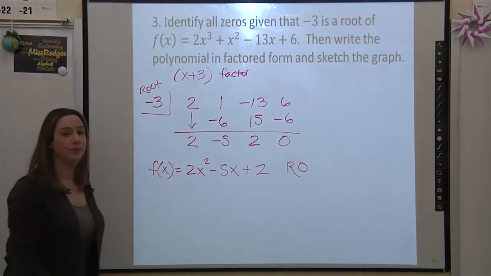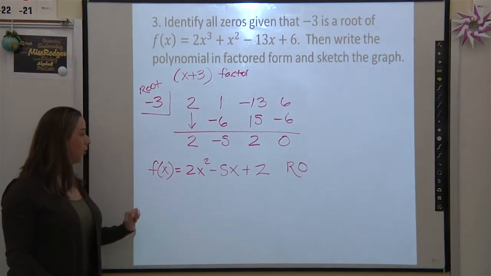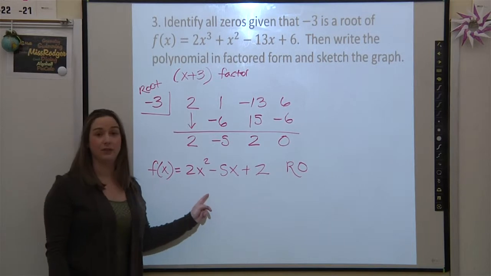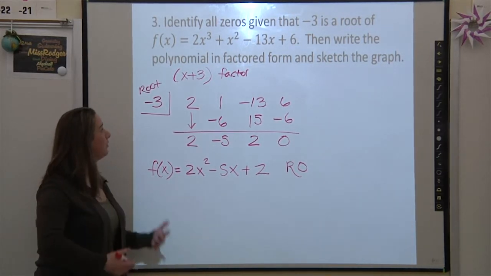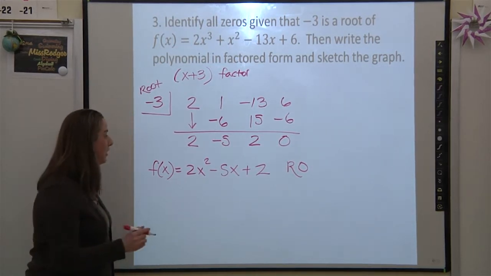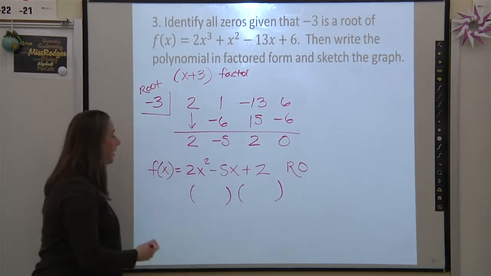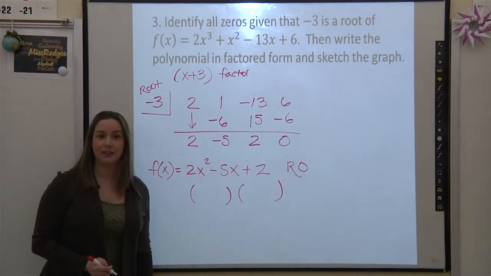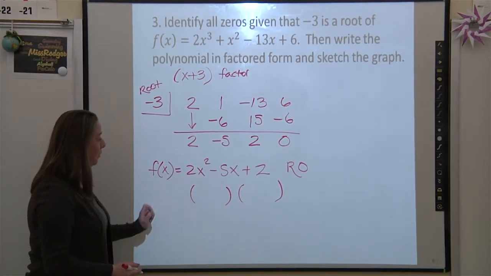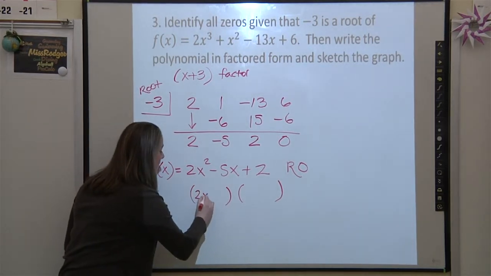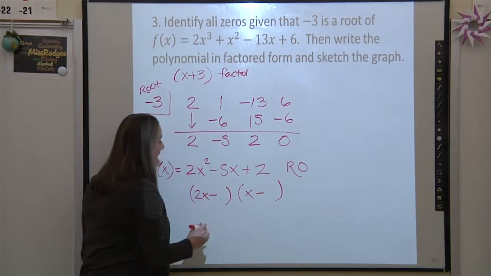So now I've broken this down to a quadratic. We've done a lot of work with quadratics, and we should be able to either factor this, complete the square, or use the quadratic formula in order to find additional roots and factors. My first step is always to try and factor. If I can factor, then I've broken it down. If I can't factor, then I must either complete the square or use the quadratic formula. So I'm going to say to myself, okay, I know I'm going to have a 2x and an x. I know my signs are going to be minus, minus.